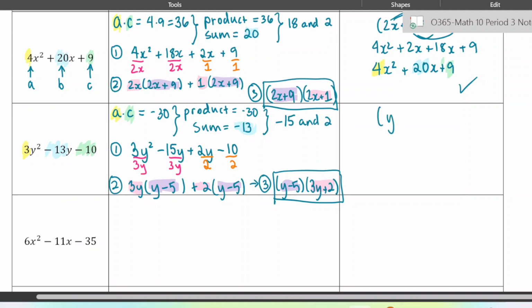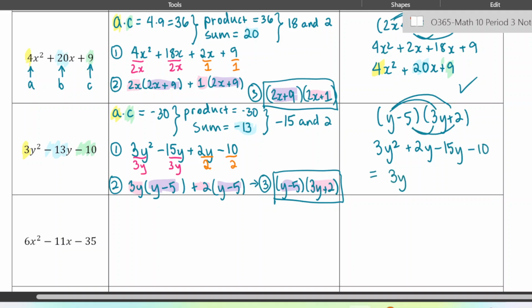And again, here I'm just going to quickly check by expanding using the FOIL method. So 3y squared plus 2y minus 15y and minus 10. So 3y squared minus 13y minus 10. Yep, coefficients all match. I had 3, negative 13, and negative 10.